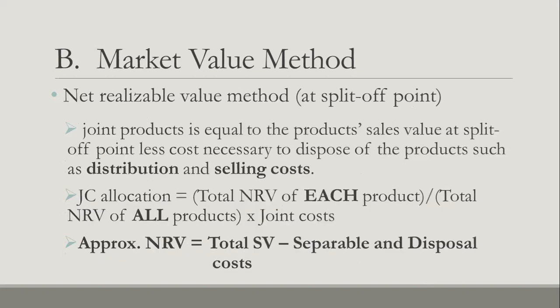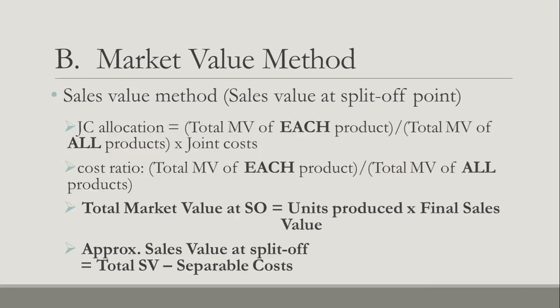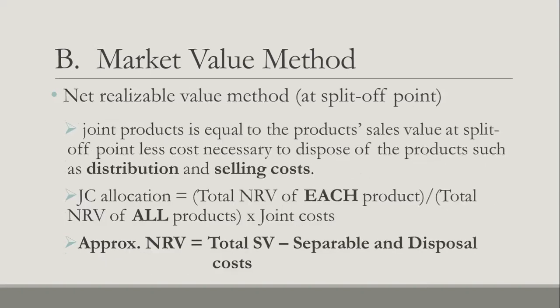Your next market value method is your net realizable value, which is at split off point. The main difference between NRV and the sales value method is that in NRV, the joint product's value is equal to the product's sales value at split off point less costs necessary to dispose of the products, such as distribution and selling costs.